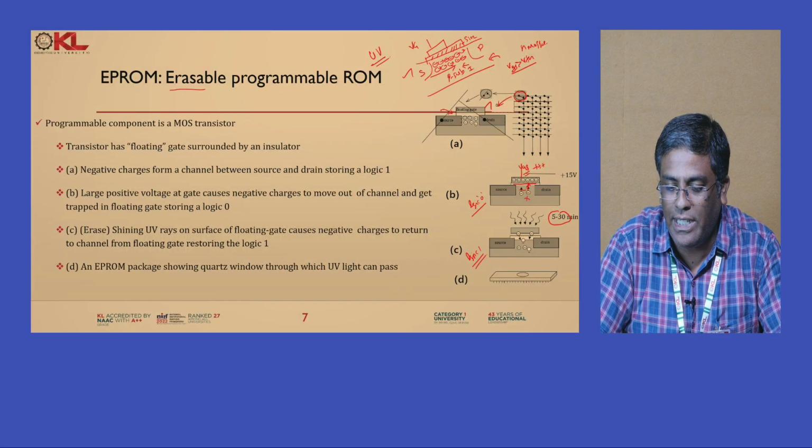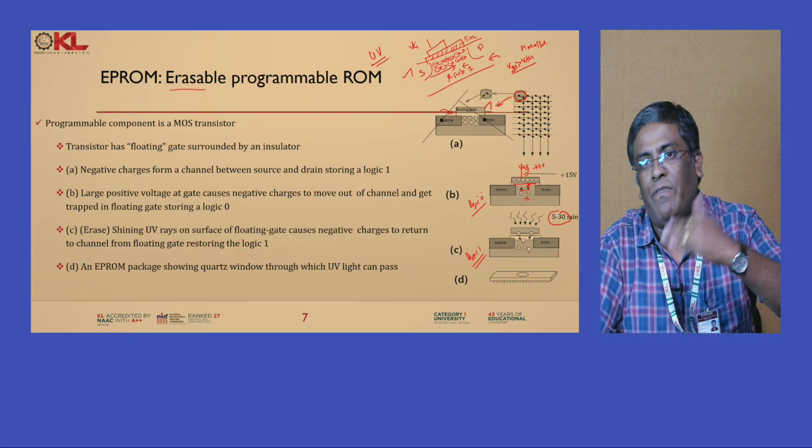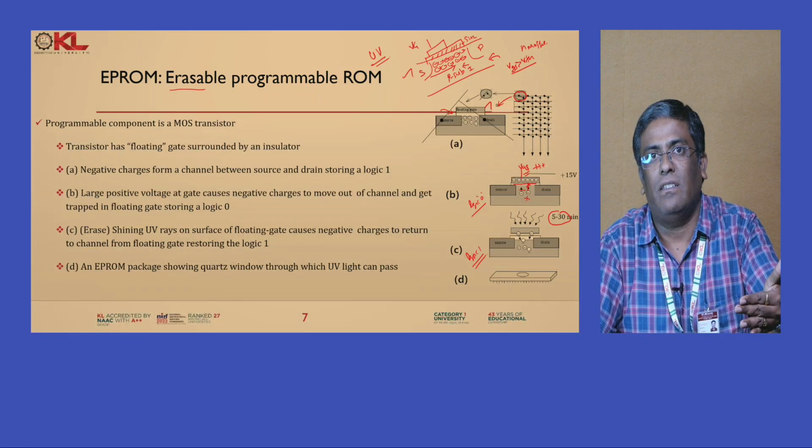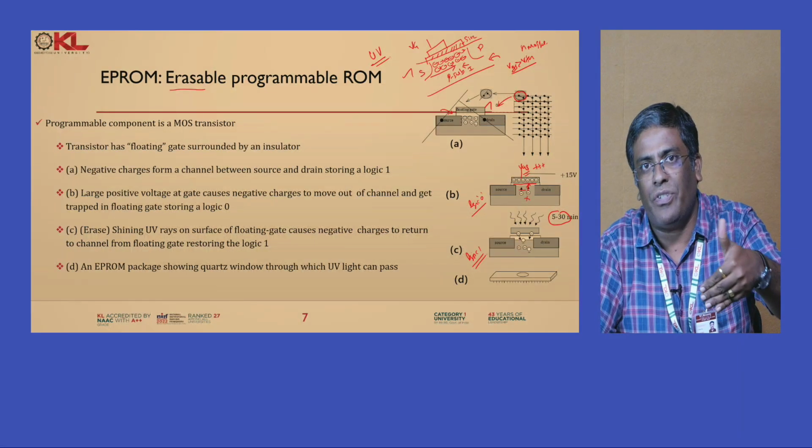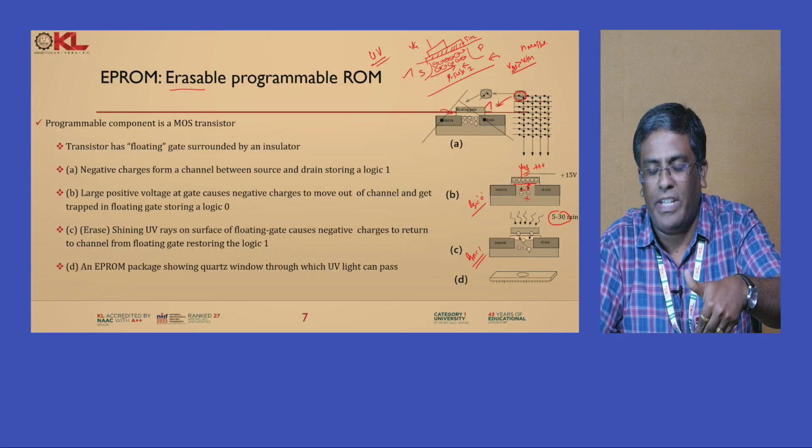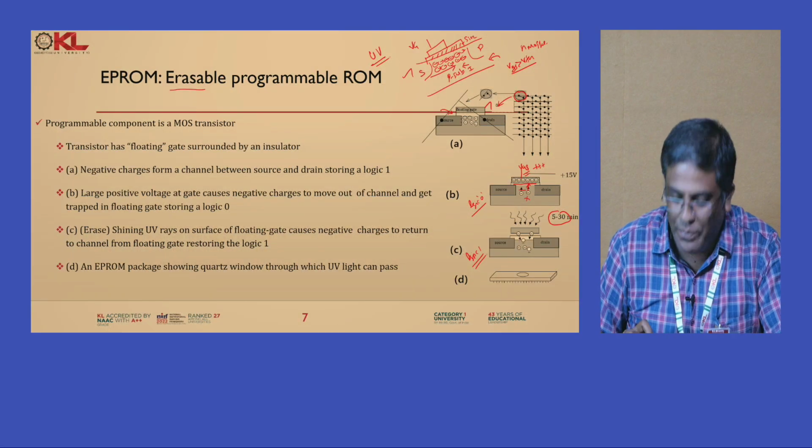At the point when the charge carriers move away from the channel to the floating gate, that makes logic 0. When we push the charge carriers back to the channel through the UV rays, we can take that as logic 1, right? I hope you are able to understand now.